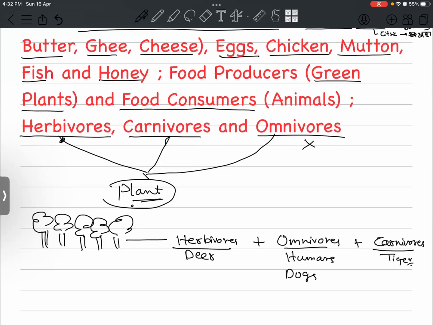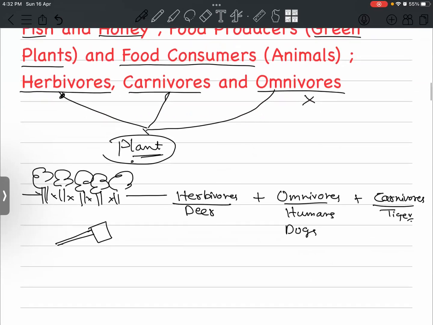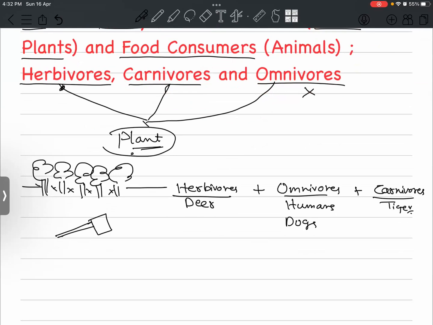Okay, now eagles are there too. Now let's say there was a madman who cut all the forest using an axe. He cut down all the forest. Then what will happen? The whole ecosystem of this forest is going to get disturbed. Herbivorous, omnivorous, and carnivorous animals can't survive. All of them will start dying slowly. All of them will die one day.